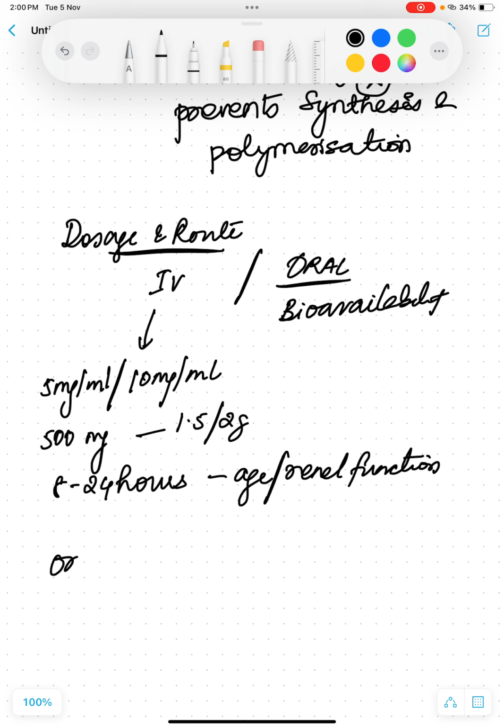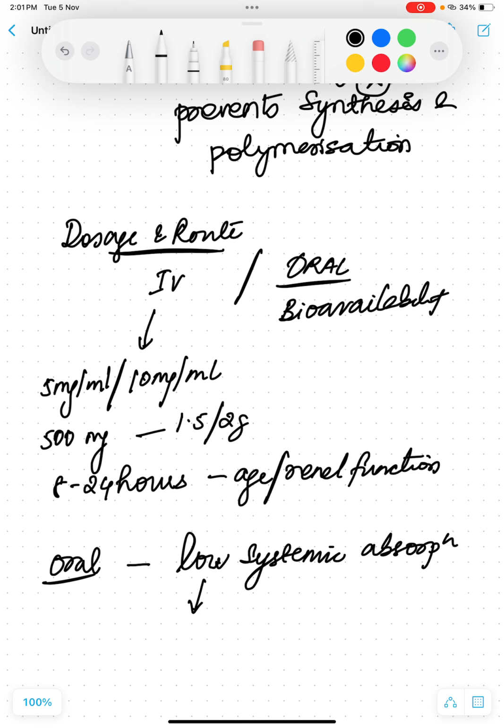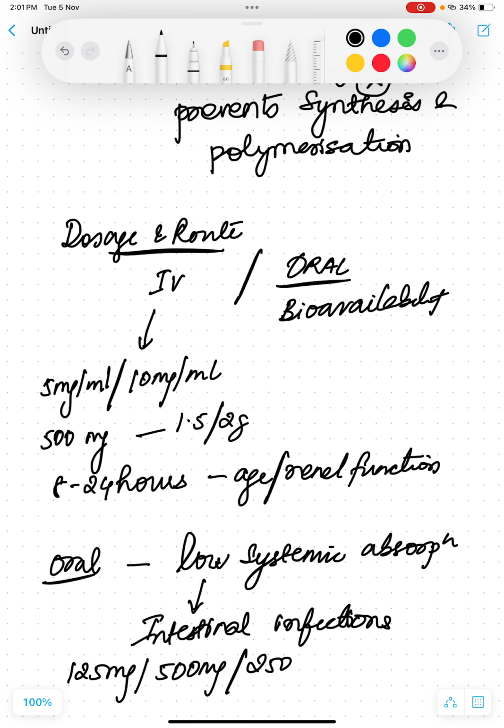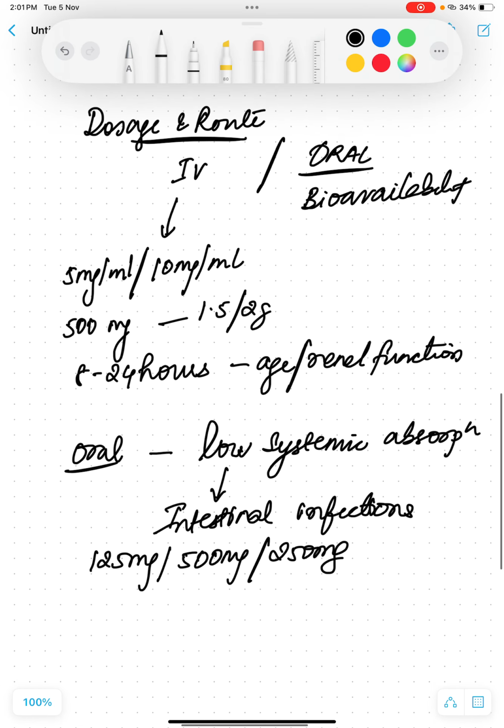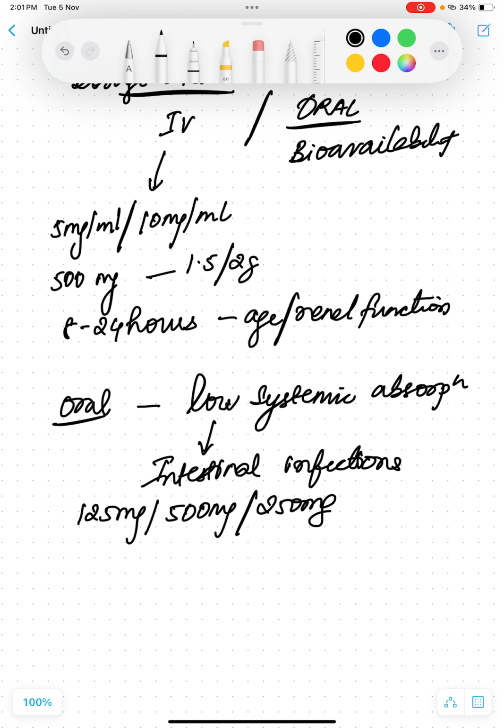Then when you talk about the oral route, because this drug has a very low systemic absorption, it can be used in intestinal infections like enterocolitis and Clostridium difficile infections. These are available in doses of 125 mg, 250 mg or 500 mg capsules. It is also available in the form of solutions. Because of the low systemic absorption, the adverse effects associated are quite less. It is excreted through the kidneys, so dose adjustment in patients with renal disease is important.